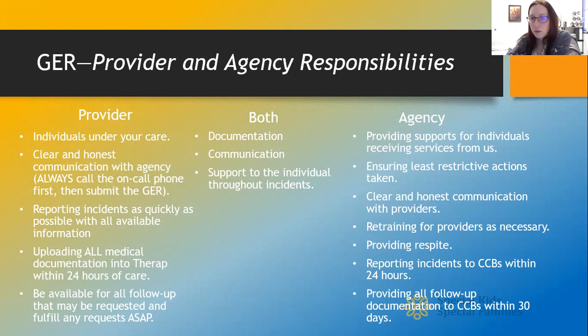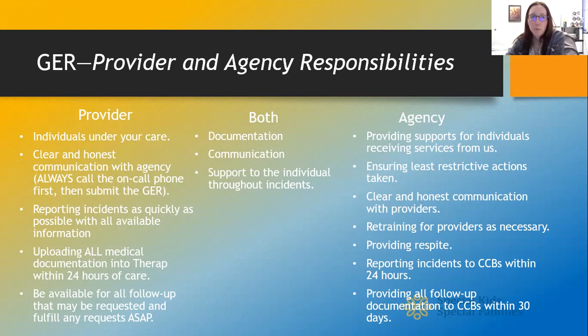Our responsibility is also reporting incidents to the community center boards within 24 hours and providing all follow-up documentation to the CCBs within 30 days. Typically, that 30-day rule only applies if there was a doctor's appointment involved, or we're awaiting official diagnosis from a specialist, from a follow-up from a specialist or something like that. But for the most part, we are going to ask for that documentation rather quickly.